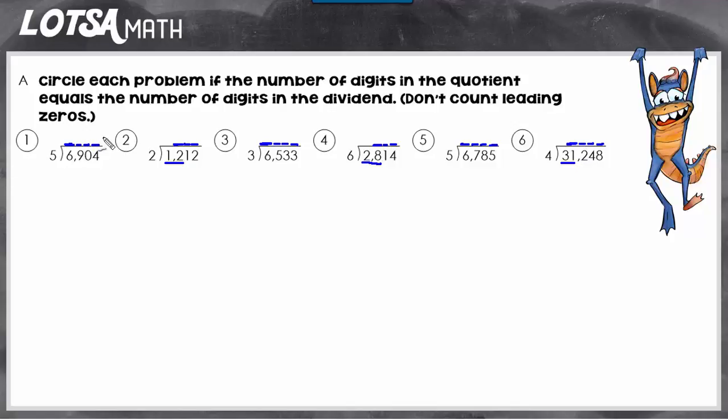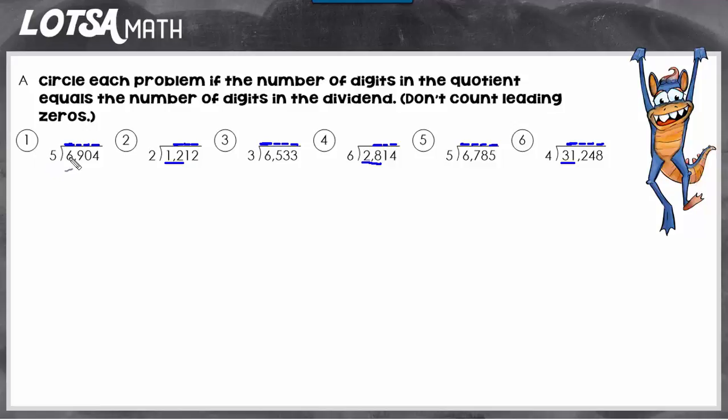The number of digits you see in each problem are going to dictate the number of rounds of long division you'll do. So for this problem, you're going to do 4 rounds of divide, multiply, subtract, check, and bring down. But this one, you'd only have to do 3 rounds. This one, you'd have to do 4, and so forth. But for these questions, the problem actually tells you not to solve them, but just to look at them and circle the problem if the number of digits in the quotient equals the number of digits in the dividend.